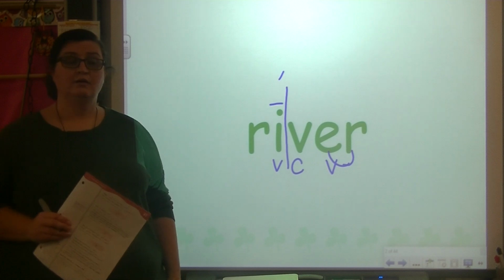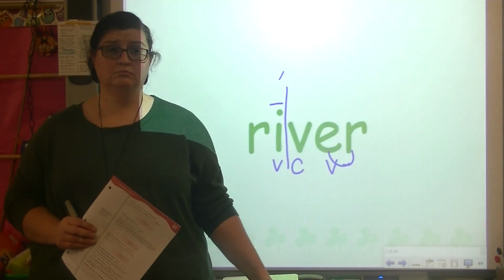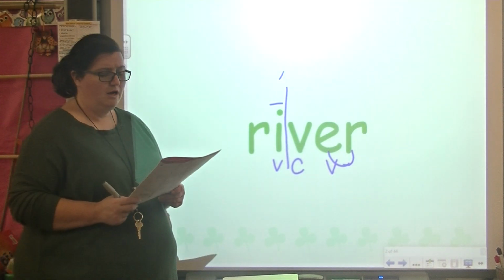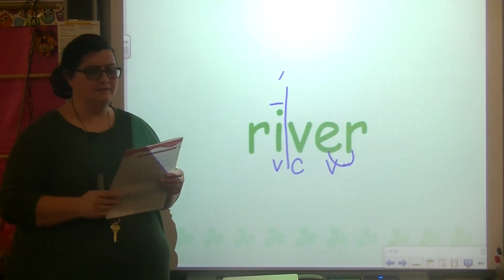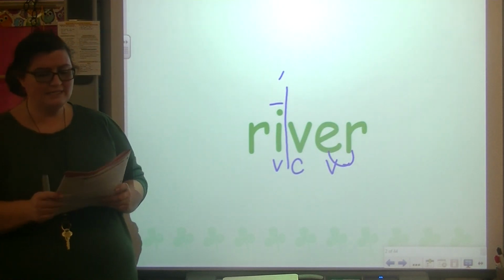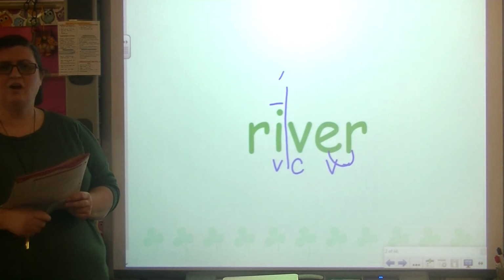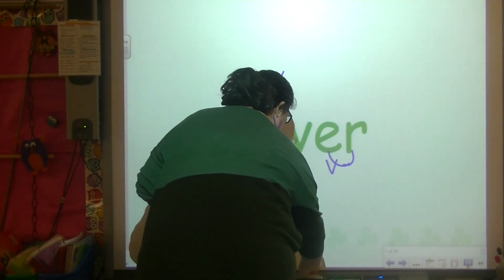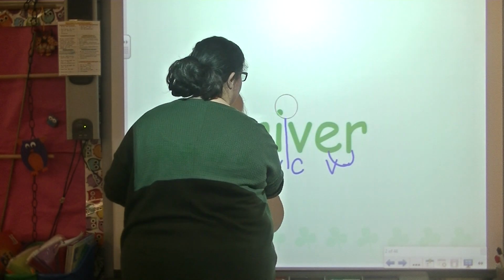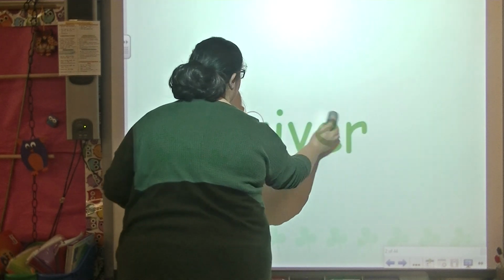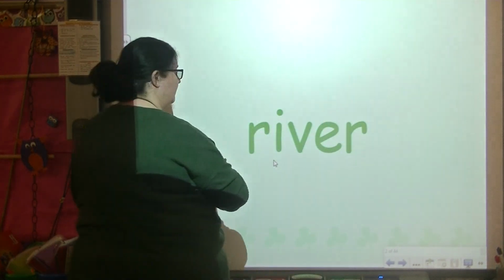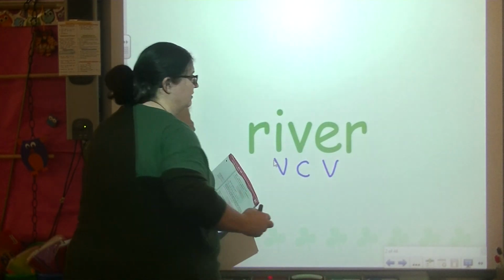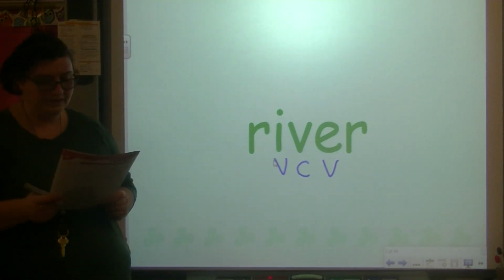River. How many of you have ever heard of a river? Does that word make sense? No, it doesn't make sense that way. So that can't be my word. There's something wrong with the way I divided my syllable, so I'm going to erase it. Let's try to divide another way. It's still vowel, consonant, vowel. That hasn't changed. I'm going to try a different way of dividing.